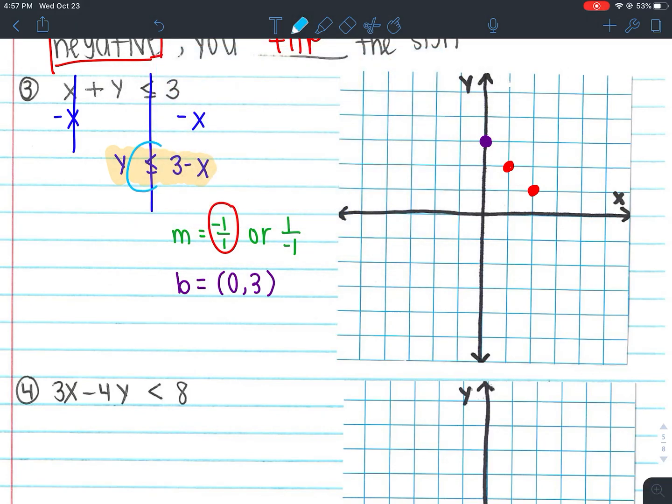Before you draw a line through it, you need to check, do I have a solid line or a dashed line here? This would be a solid line because you have a less than or equal to. The equal to part of it makes it a solid line. So I'm going to have a solid line. You want to make sure it goes through the entire thing.